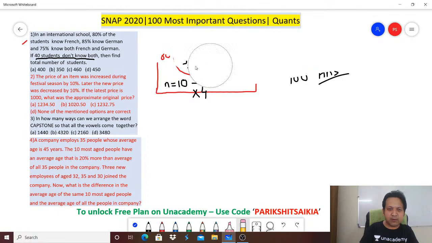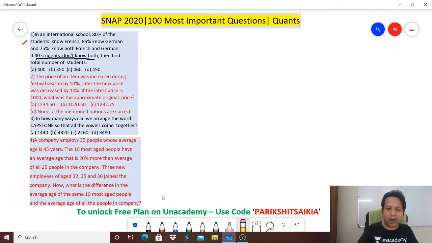Let's go to the second one. Please remember, you just have 1 minute or less than 1 minute to solve every question. So you need to be really fast. Number 2. The price of an item was increased during the festival season by 10%. Later, the new price was decreased by 10%. If the latest price is 1000, what was the approximate original price?